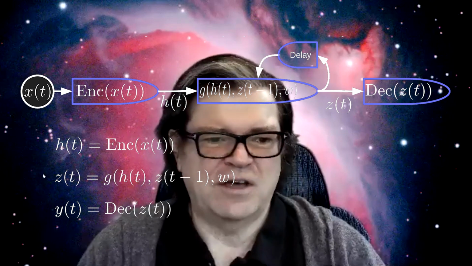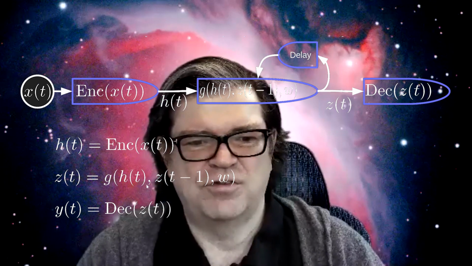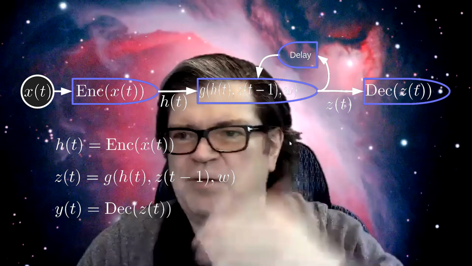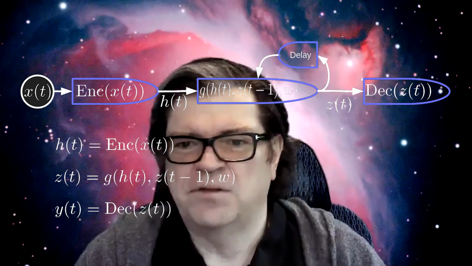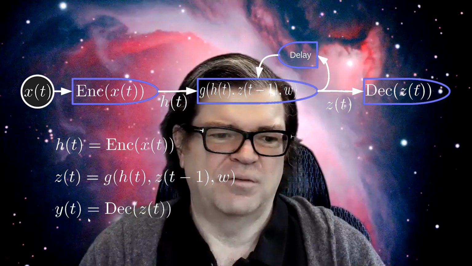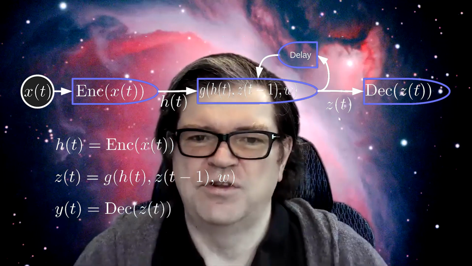Okay, so this is like a recursive equation: z of t equals g of h of t, z of t minus 1, and w, where time is discretized essentially. Then you take the state z of t, you run it through a decoder, and that produces the output y, or y bar, which is a decoder applied to z.